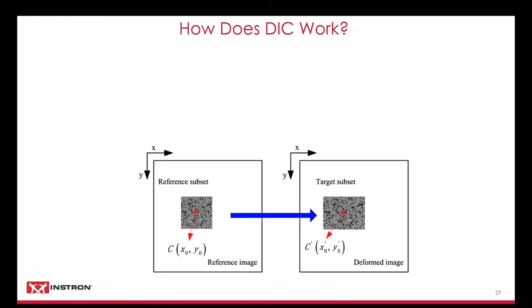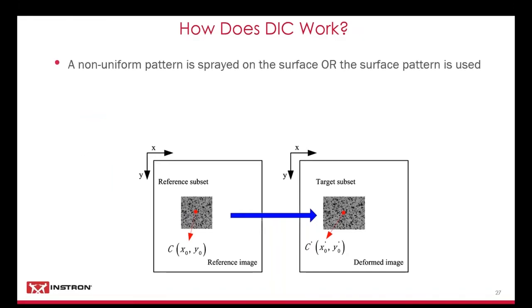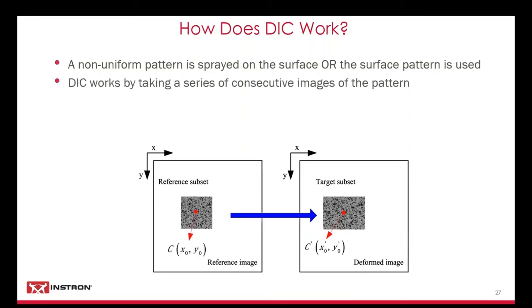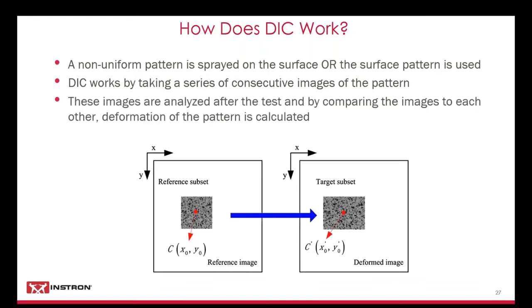So how does it work? We've got essentially a reference subset of dots. A non-uniform pattern is applied to the specimen, whether it's sprayed on or some other means, or even sometimes the surface pattern of the specimen itself could be used. DIC works by taking a series of consecutive images of these patterns during the test. They're then analyzed after the test by comparing one image to the previous one, or sometimes several previous. And so the deformation of the pattern is calculated.